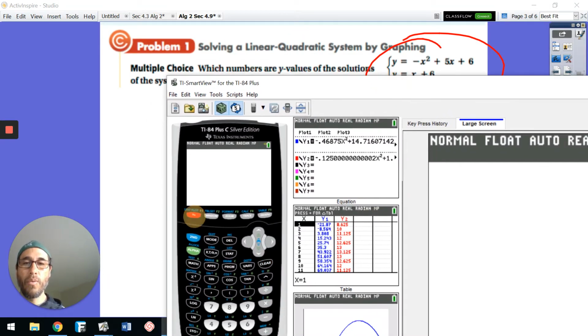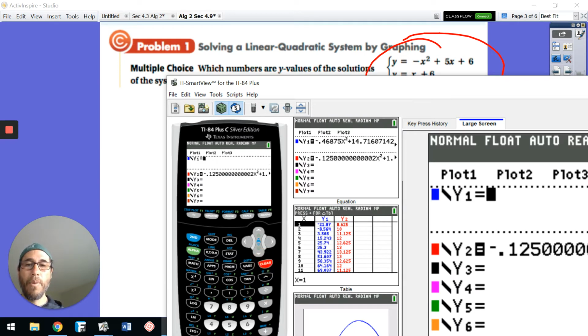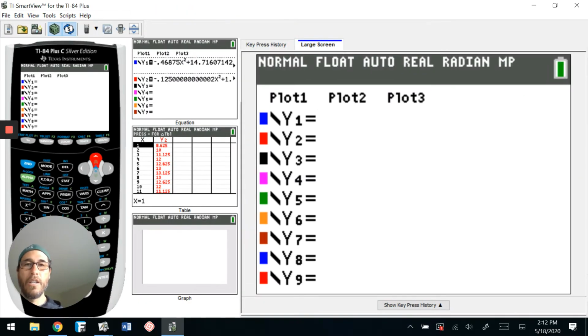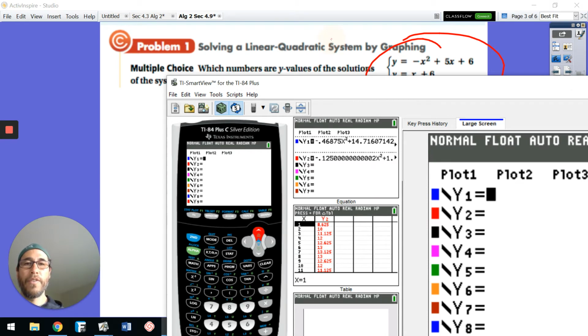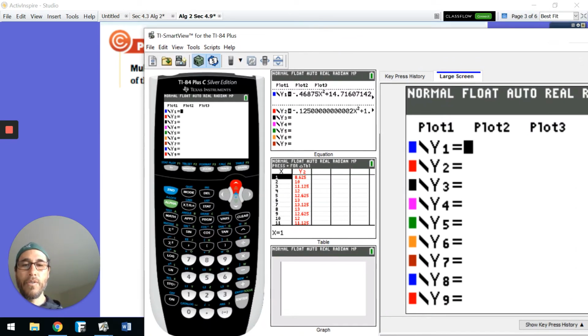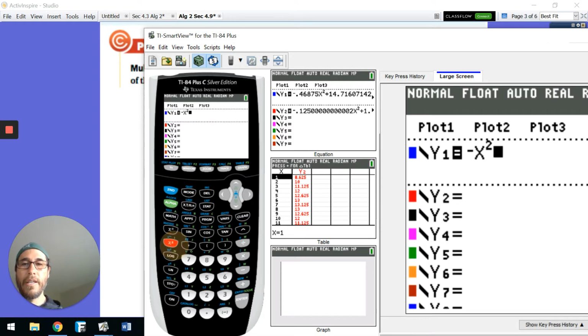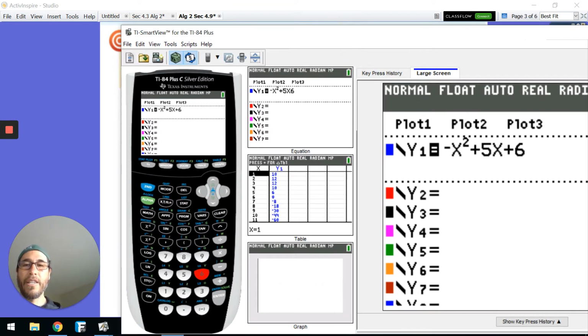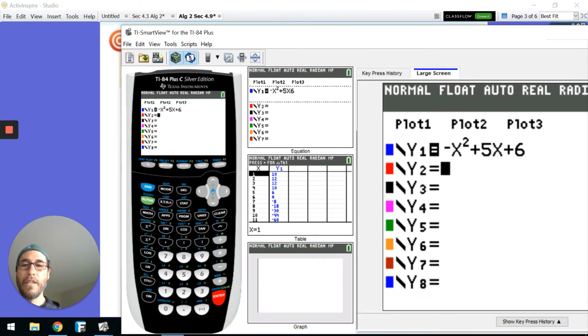We're going to go to Y equals. I'm going to clear out both of these because we're going to put some brand new functions in there. It's negative x squared plus 5x plus 6. I need it a little smaller there; I won't be able to fit it all in. So negative x squared plus 5x plus 6. Make sure you plug it in perfectly, because if you don't, it's going to give us the wrong answers. And then the linear one would just be x plus 6.